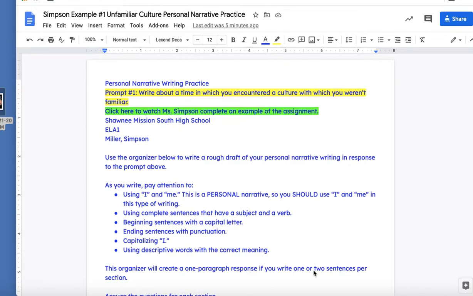As I type, I want to make sure that even when I'm doing my rough draft, I'm using complete sentences that have a subject and a verb in them. I want to make sure that I start all of my sentences with a capital letter. I want to make sure I end all of my sentences with punctuation. Periods are going to be what you're going to be ending with. Make sure you capitalize I throughout. It's a simple thing to proofread for, but a lot of students don't do it. And I want to make sure I'm using descriptive words and the correct meaning. But honestly, that's something I can do when I go back to edit my rough draft.